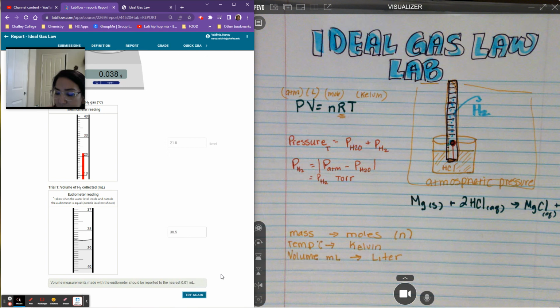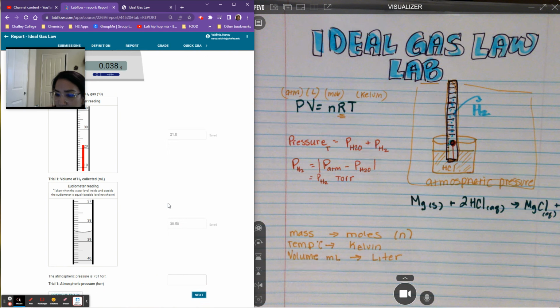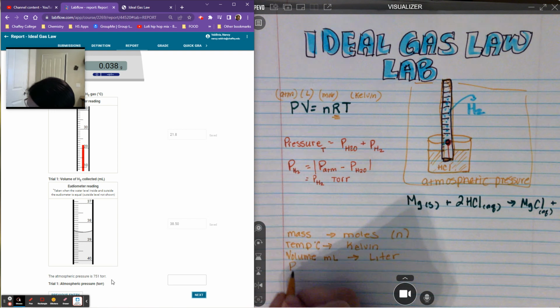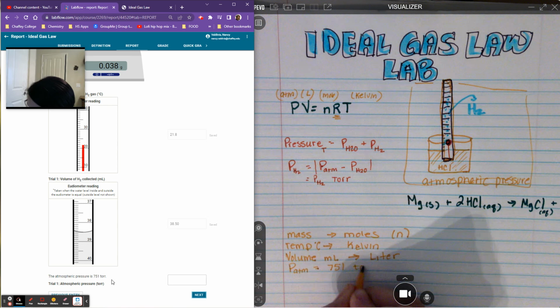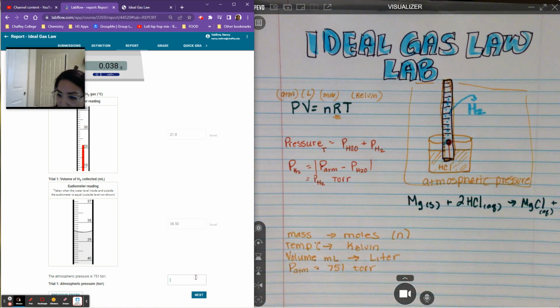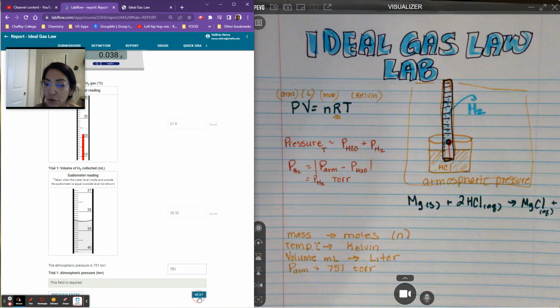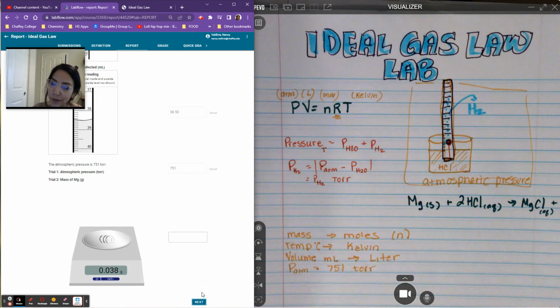Oh, next. Oh, okay, it says I need to be a little bit more exact, so 35.0. And the atmospheric pressure is 751. So the pressure of the atmosphere is equal to 751 torr. Right, so this is information that we need in order to answer the rest of the questions it's going to give us. Now we have to go through trial 2 in order to see the rest of our questions.